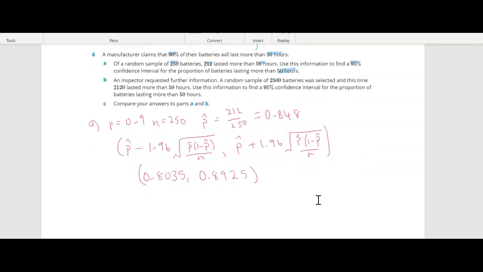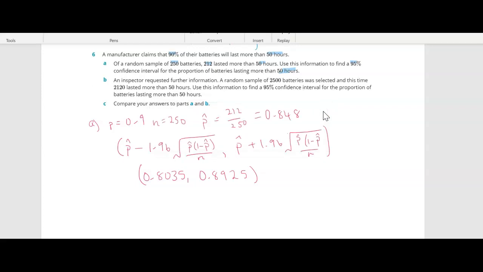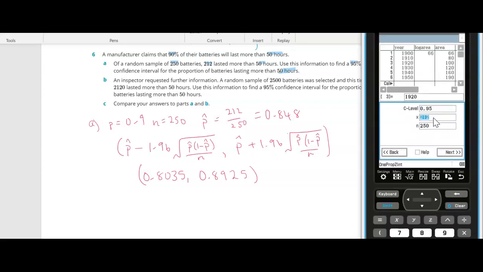All right, an inspector requested further information. A random sample of 2,500 batteries was selected, and this time, oh, now Word's going to die on me. This time, 2,120 lasted more than 50 hours. Use this information to find the 95% confidence interval. I'm going to just quickly do that on my calculator because it's just a change of numbers. So this time we're looking at 2,120 batteries that last more than 50 hours, and N is 2,500.